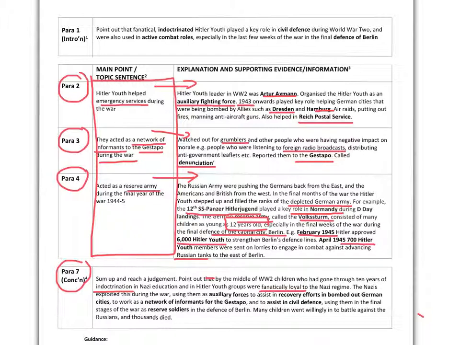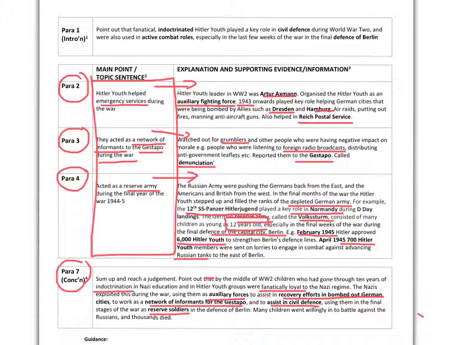So sum up those key points: the auxiliary forces to assist recovery efforts in the bombed out German cities, network of informants for the Gestapo, and assisting in civil defence, reserve soldiers working in the Volkssturm in the defence of Berlin.